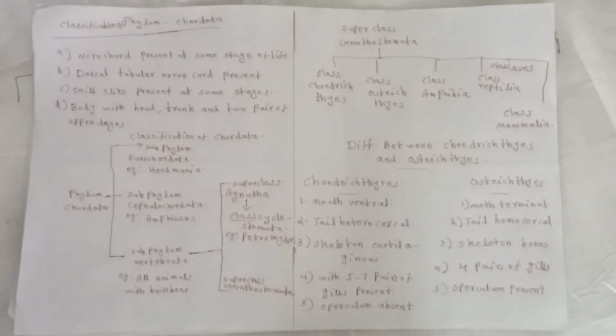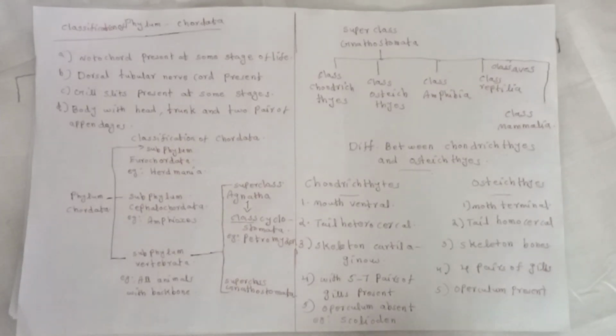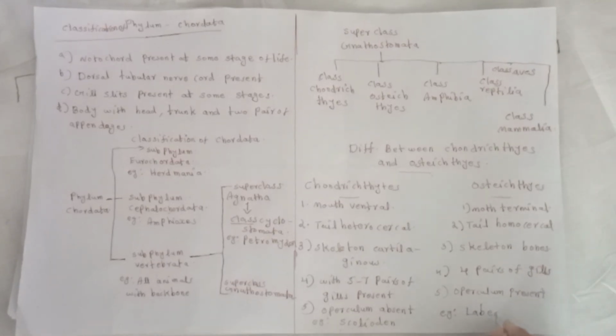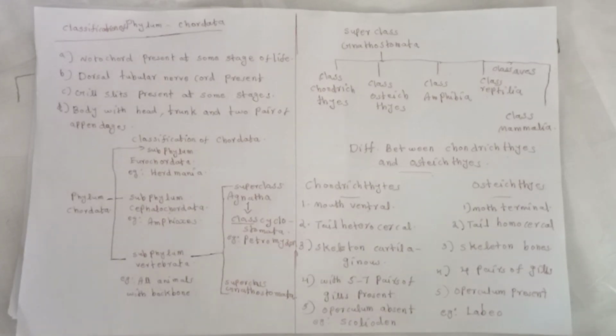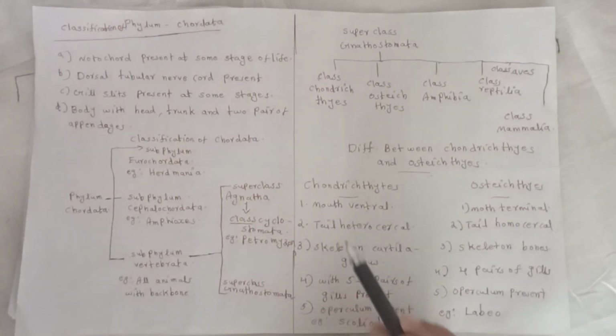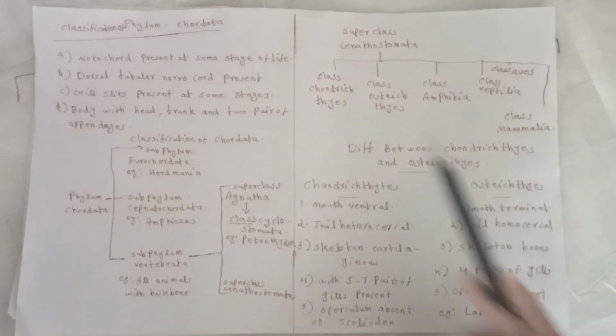Examples of Chondrichthyes: Scoliodon or dogfish, electric rays, etc. In Osteichthyes, Labeo, sardine, mackerel, etc. are examples. Now we discussed two classes, class Chondrichthyes and class Osteichthyes.